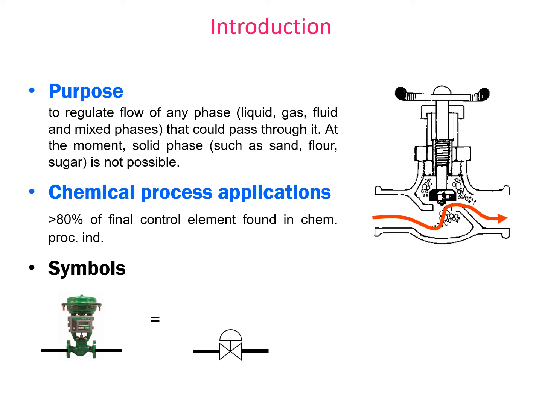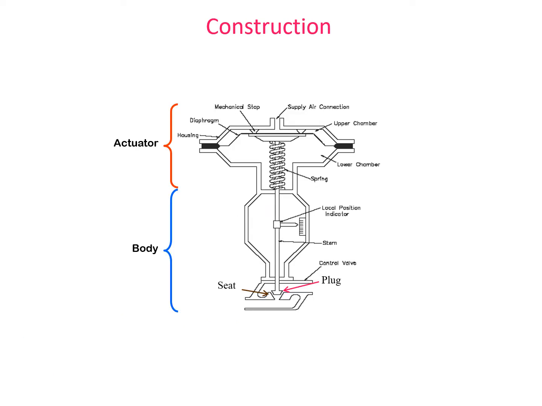So this is the figure of the control valve, and these are the symbols that you need to use when you want to draw the P&ID. Basically the construction of the valve consists of an actuator and a body. For the actuator, we have here a supply air connection, upper chamber, lower chamber, spring. We also have a diaphragm and housing. At the body side, we have a stem.